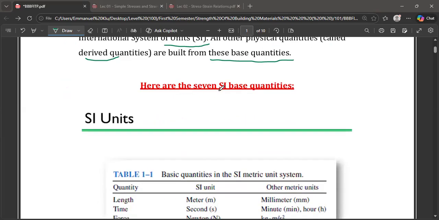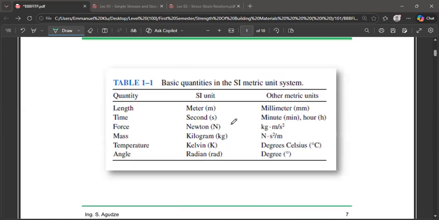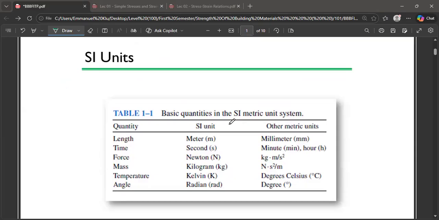And here are the 7 SI base quantities. Please take note of this very well. Anytime you provide an answer without a unit, it's considered wrong because we don't actually know what you are talking about. That is why you always see length being measured in meters. But before we come to that, let's take time and go through this one after the other.